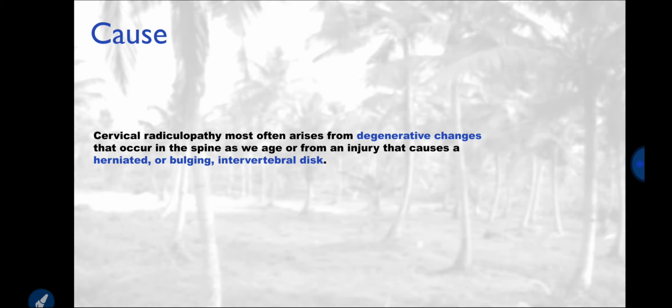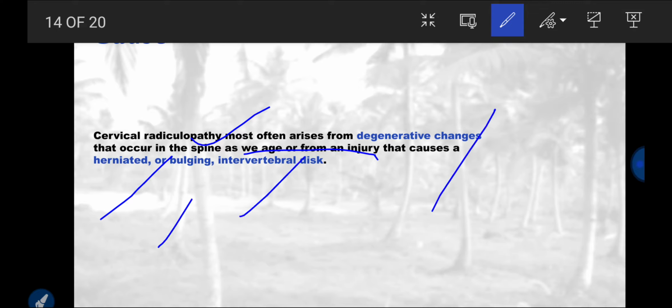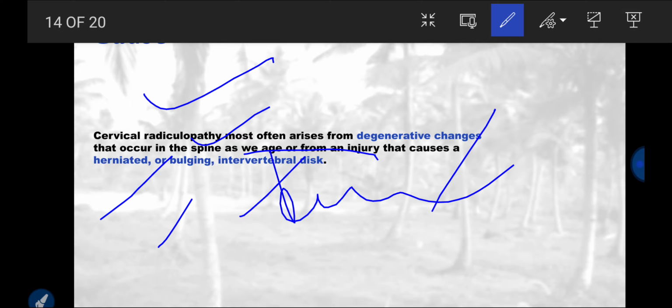Causes. Cervical radiculopathy most often arises from degenerative changes that occur in the spine with age, which cause a herniated disc or a bulging disc. These may cause degenerative changes, and that causes cervical radiculopathy.